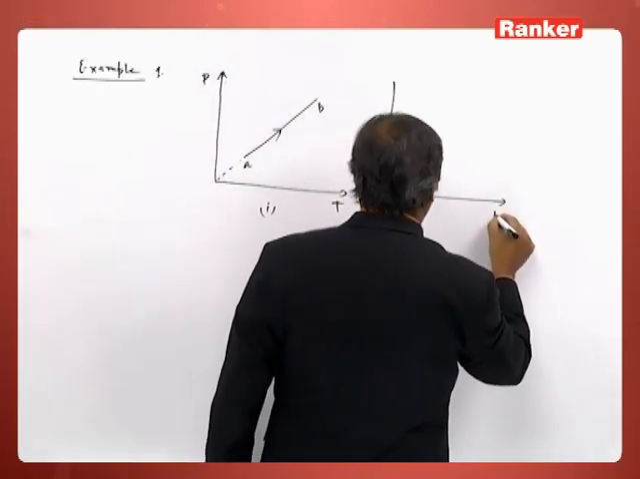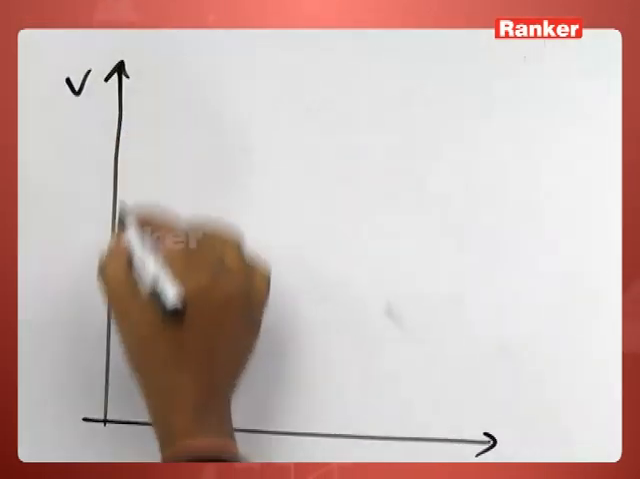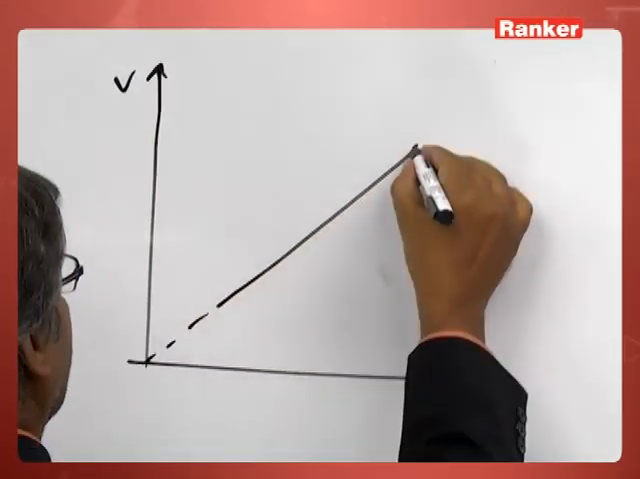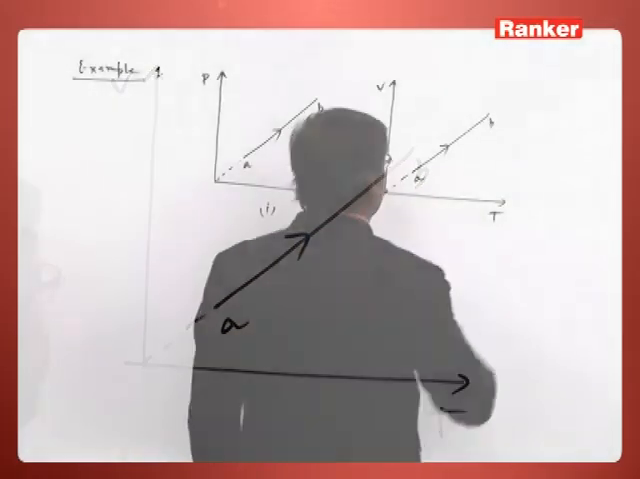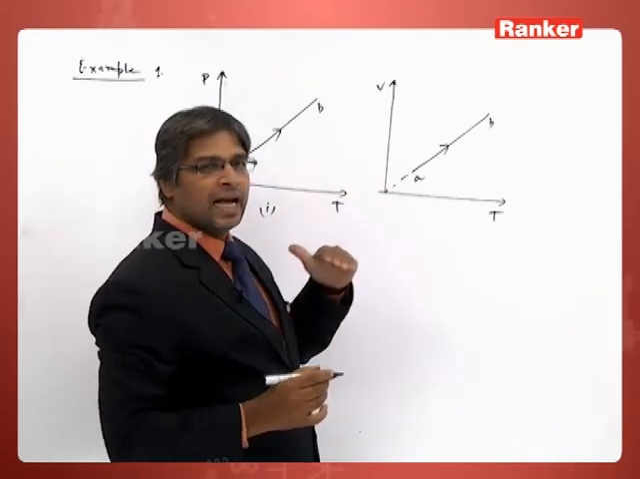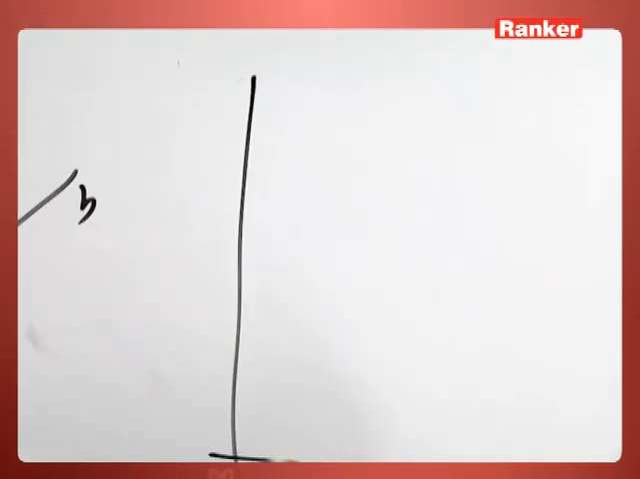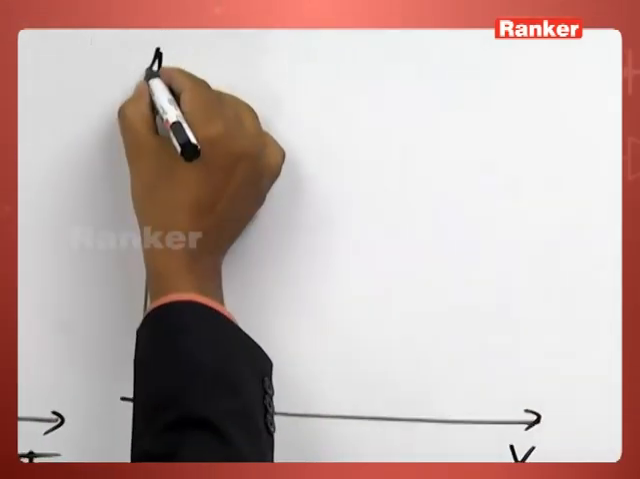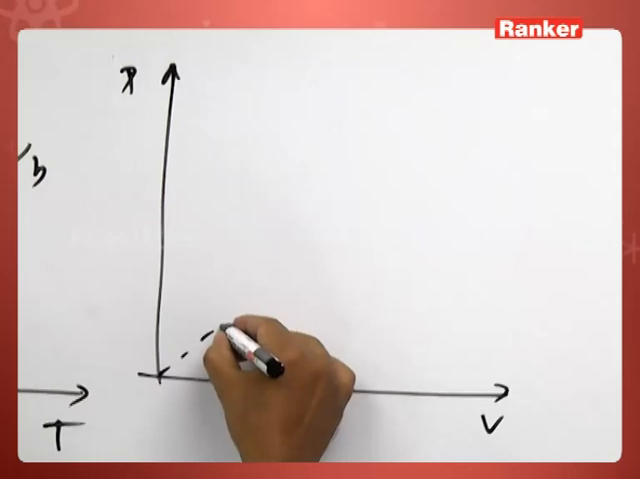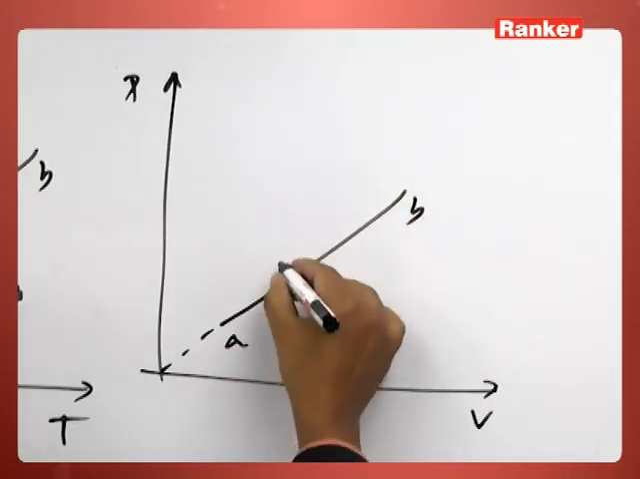Next, the VT process. So again my process is from A to B. So during this process I want to calculate the molar specific heat for the different processes. This is PV, and again here the graph is like this.